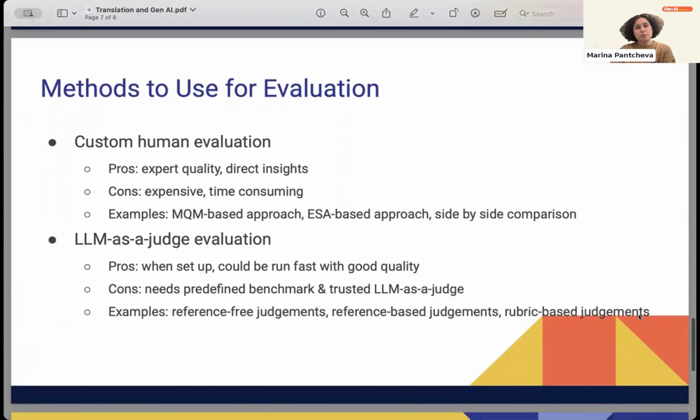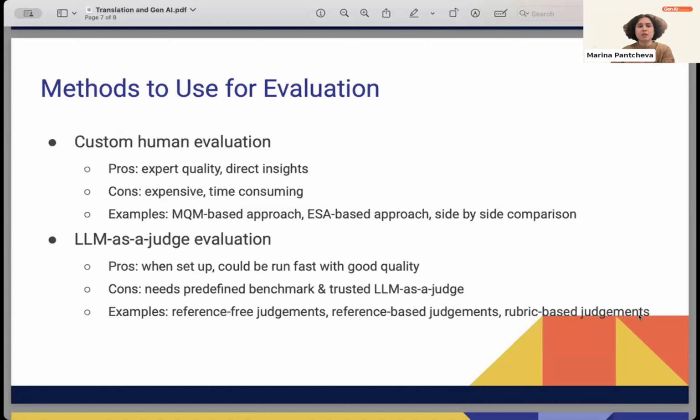Also, all good computational metrics are completely not enough. That was true in neural machine translation already, but now it is a no-go. So we need to use either custom human evaluation or large language model as a judge evaluation. As pros for custom human evaluation, we can always guarantee expert quality and also have direct insights to implement to our model. But it is very expensive and time consuming always.